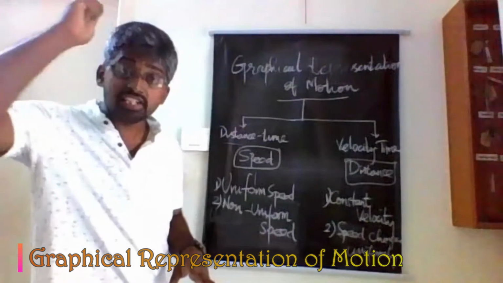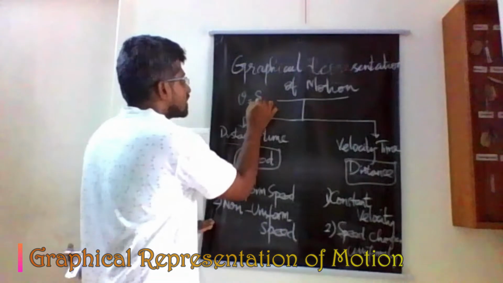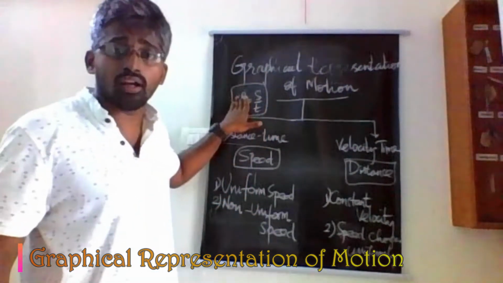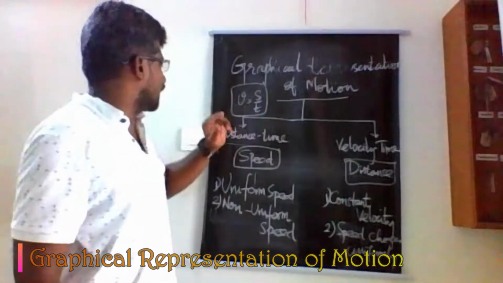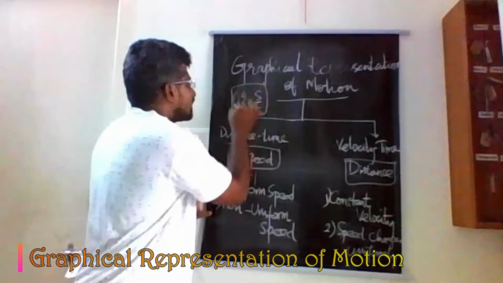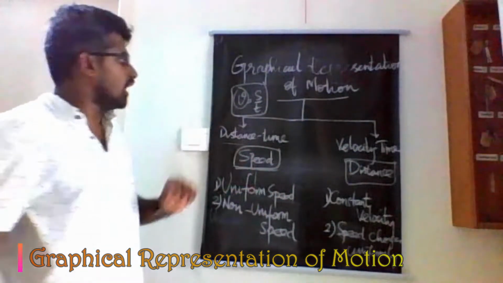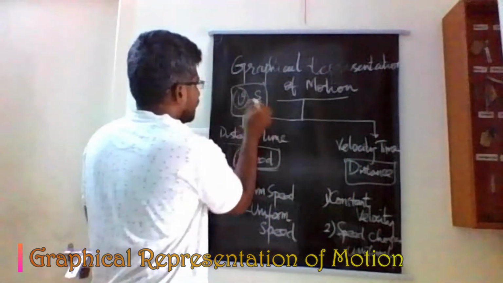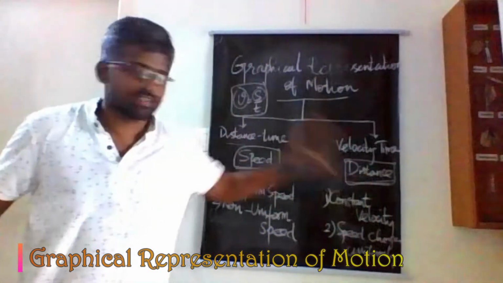I have said initially the most important formula is speed is equal to distance by time taken. Very important formula. With this formula, I have said you can solve any number of problems. So in these three things, in distance and time, what is the other thing? Speed. So we are going to find speed. In velocity time graph, what is the thing? Distance. So we are going to find distance.